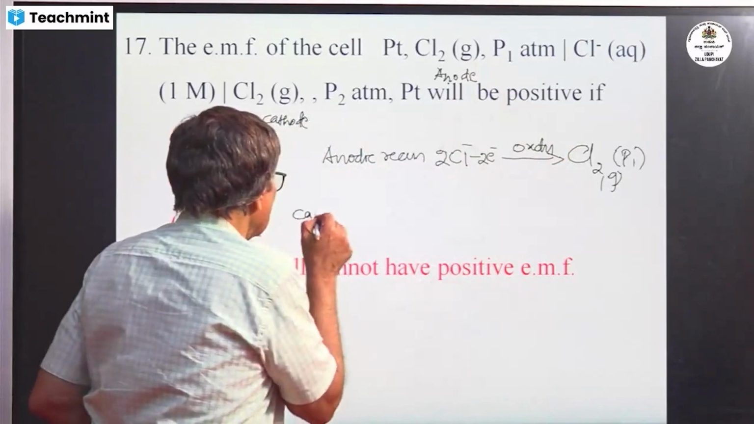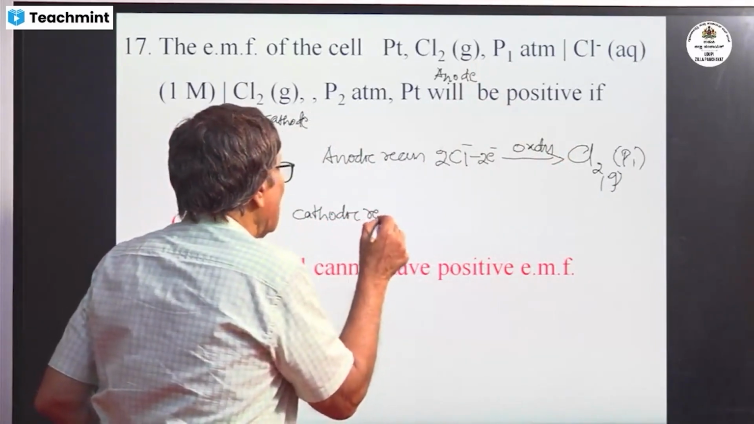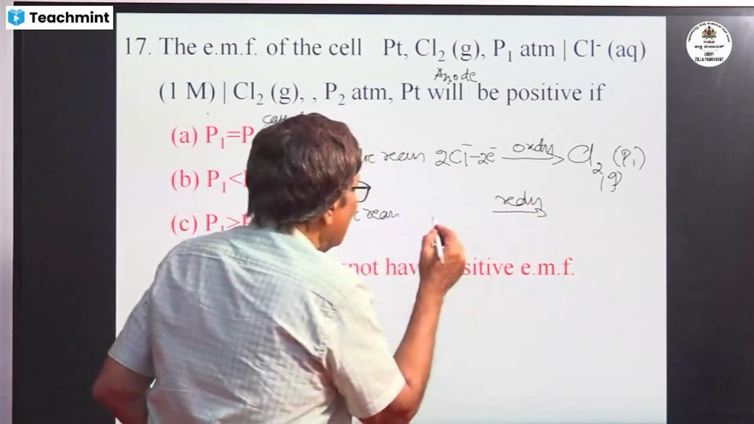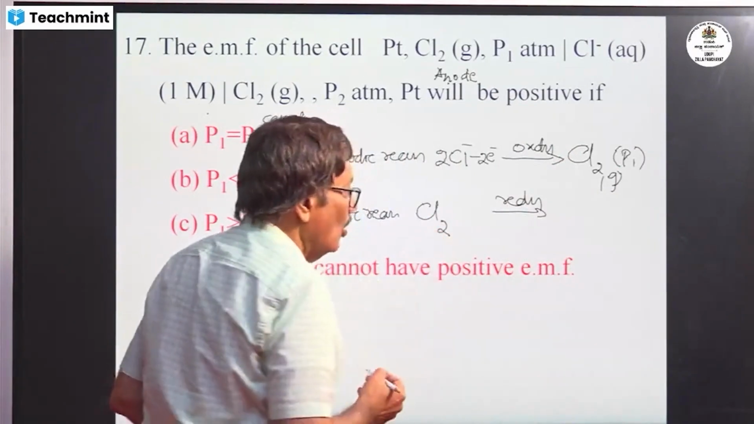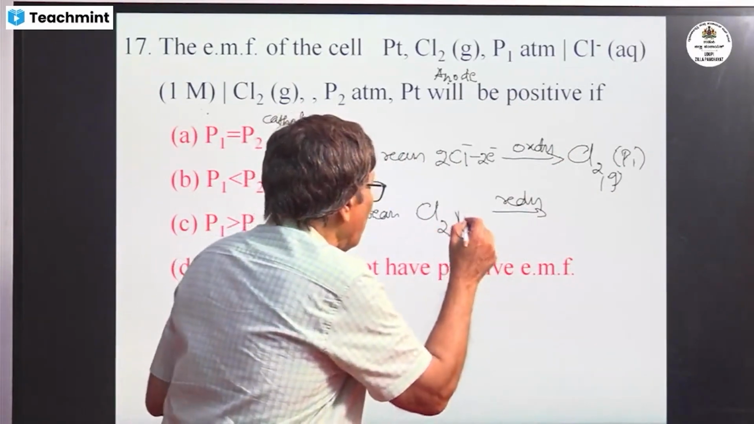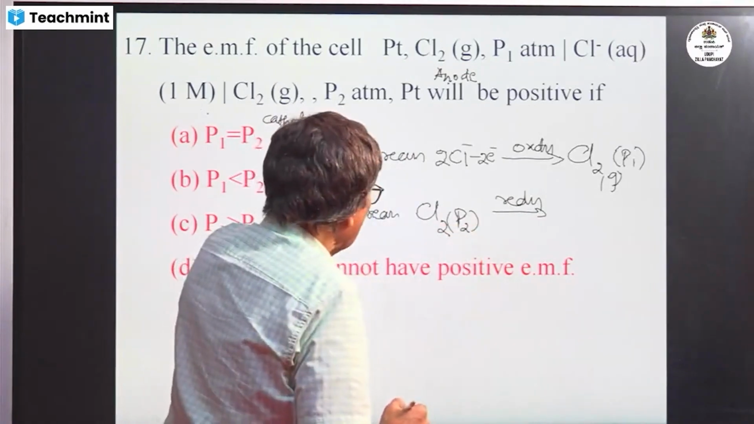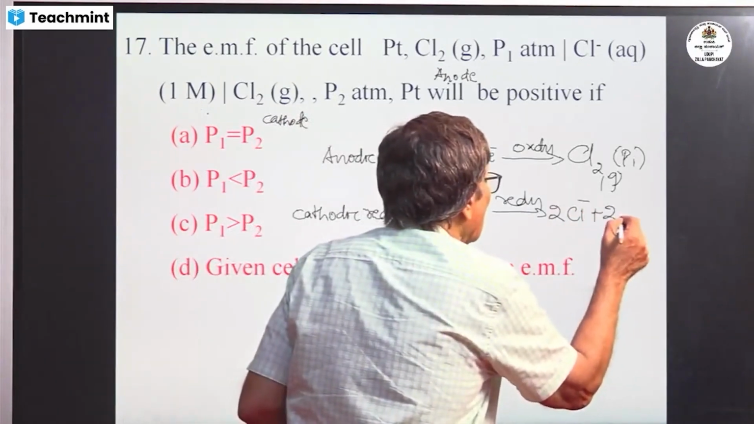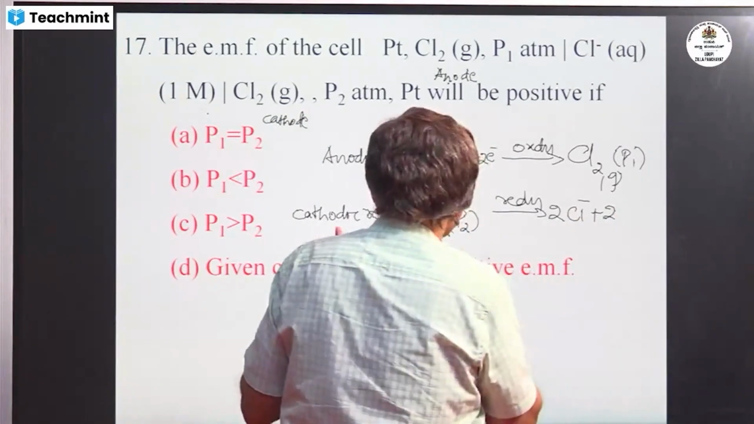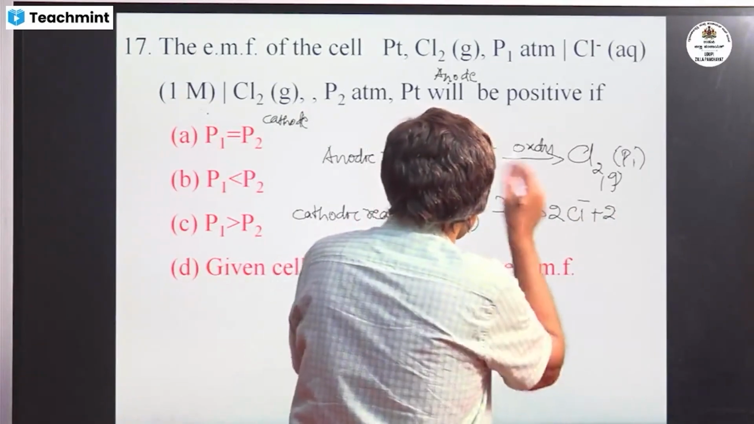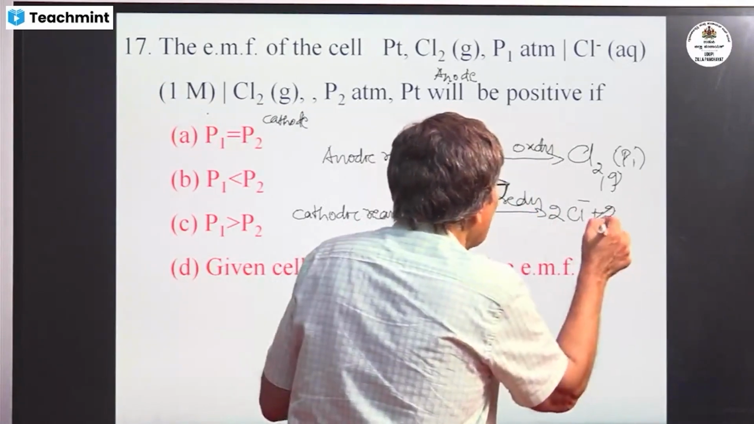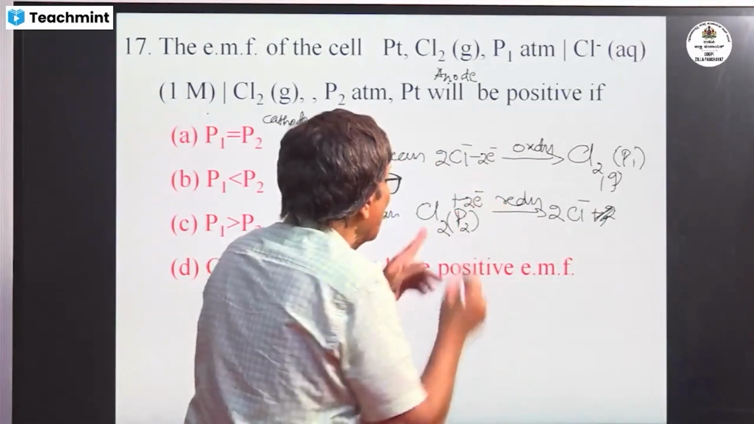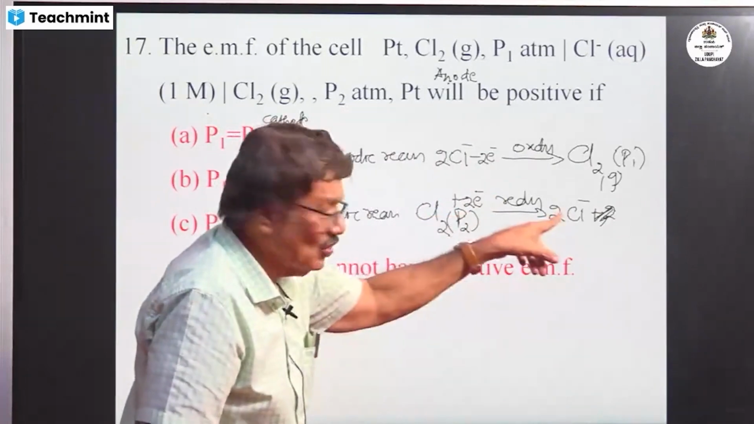Cathodic reaction. Cathode means reduction. It is chlorine gas at a pressure of P2. Here they have given P2. It gains 2 electrons and gives 2 chloride ions. Oxidation means loss of electron, cathode means gain of electron. So this chlorine gains 2 electrons and gives 2 chloride ions.